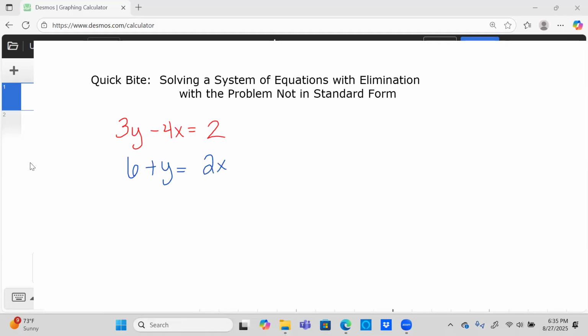So they are both linear. So again, they would make lines if we were to graph them, which we're not. Well, I might use a graphing calculator here in a second, but for now, we're going to solve this by hand. So they are linear equations.